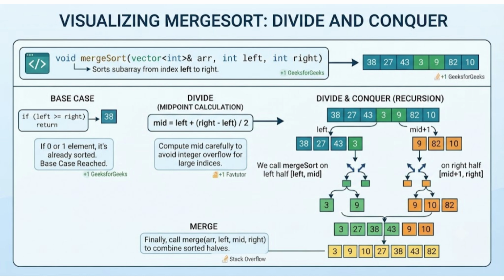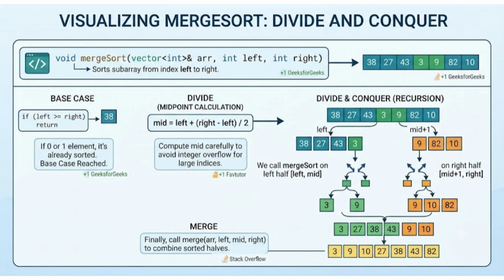Number 1, base case. This is the stop condition. The algorithm checks if left equals right. If the current range has 0 or 1 elements, it is already sorted by definition. This prevents the function from attempting to split an already sorted segment.